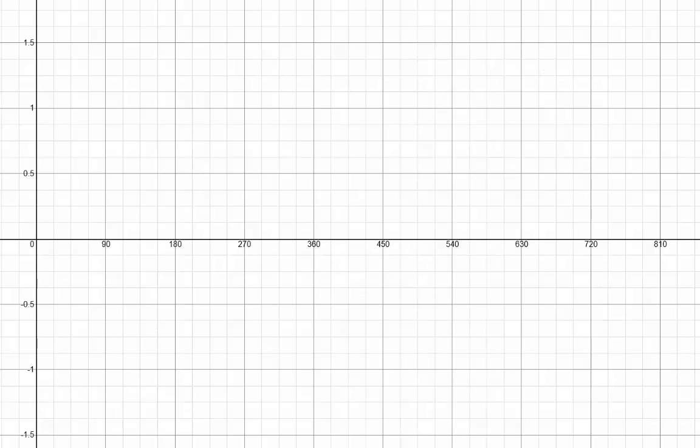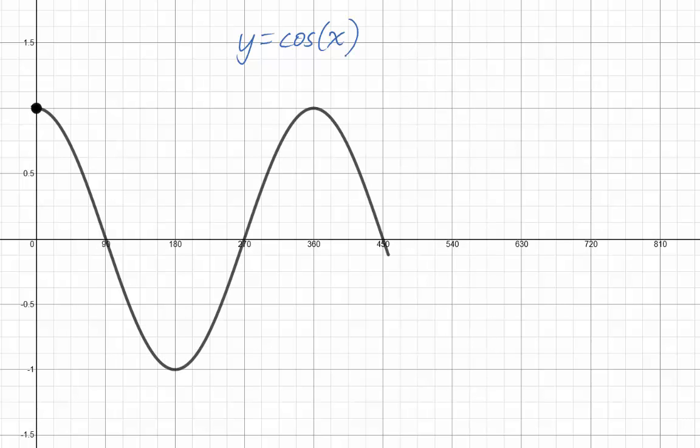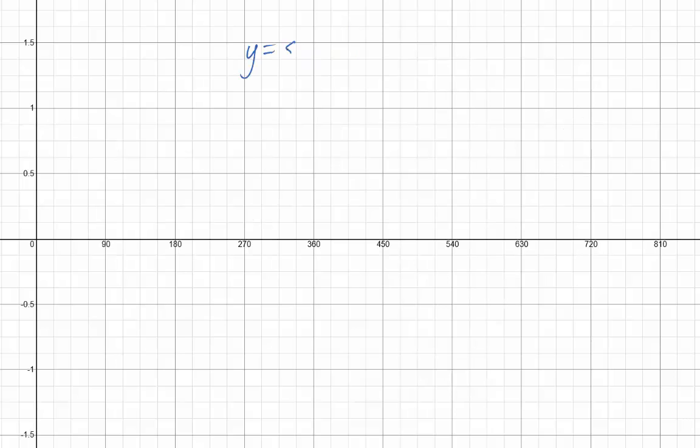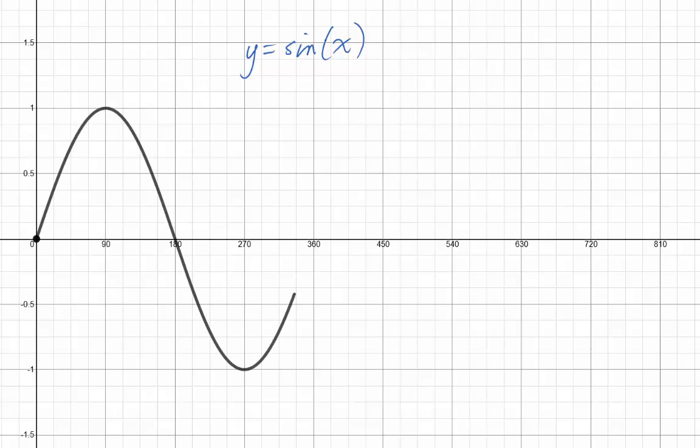Let's summarize the main points of this video. The basic graph of y equals cos x starts at (0, 1). It goes down and then back up again before repeating every 360 degrees. The basic graph of y equals sin x starts at (0, 0). It goes up and then back down again and then up before repeating every 360 degrees.